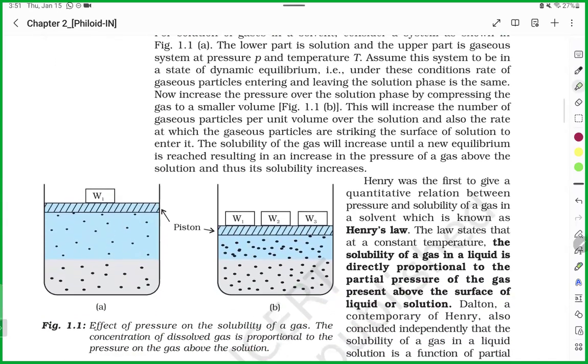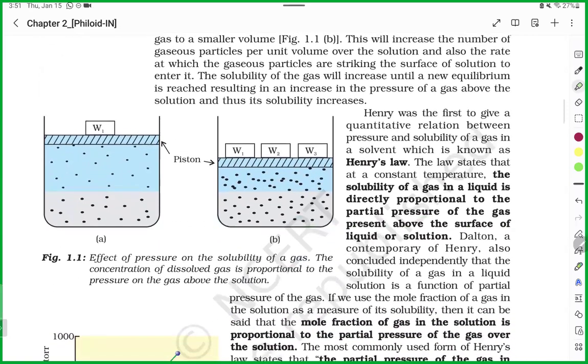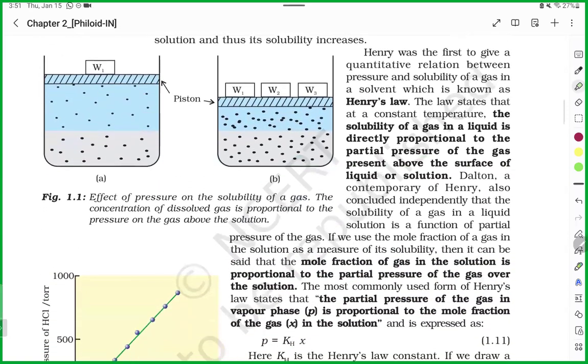Okay. Now come directly to Henry's law. Henry's law explained the role of pressure in solubility, like how solubility changes by changing the pressure. He said that the solubility of a gas in a liquid is directly dependent upon the partial pressure of the gas above the surface. Remember, above the surface. If above the surface you increase pressure, as you can see in the diagram here, if you push the piston down, then pressure will increase. With increased pressure, more gas particles will dissolve in the liquid.